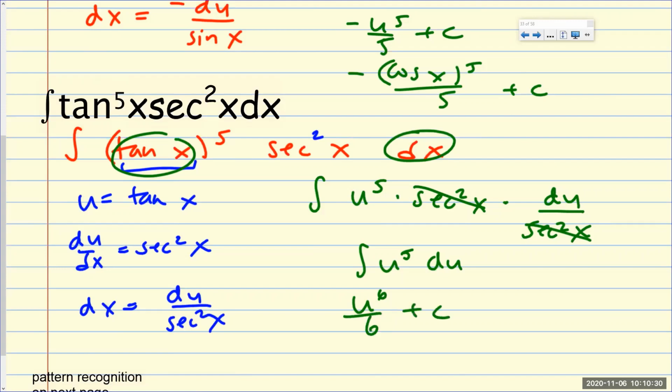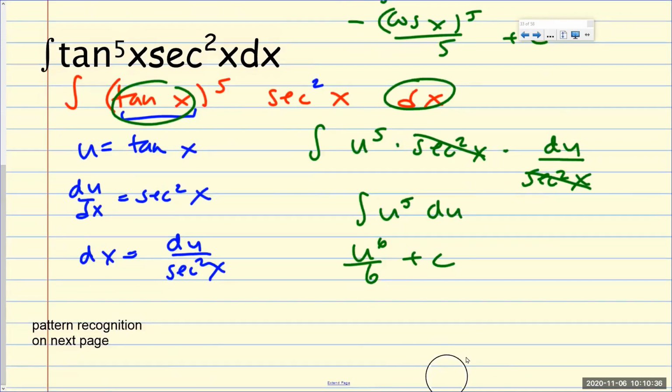This is really just u to the 6th over 6, okay? But that's a great answer. It's just not the right answer. Make sure you come back and put u back in, okay? And that is the right answer.